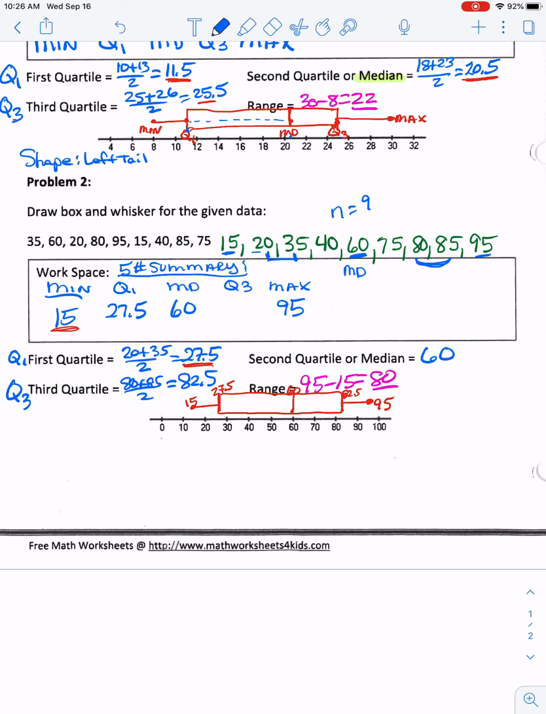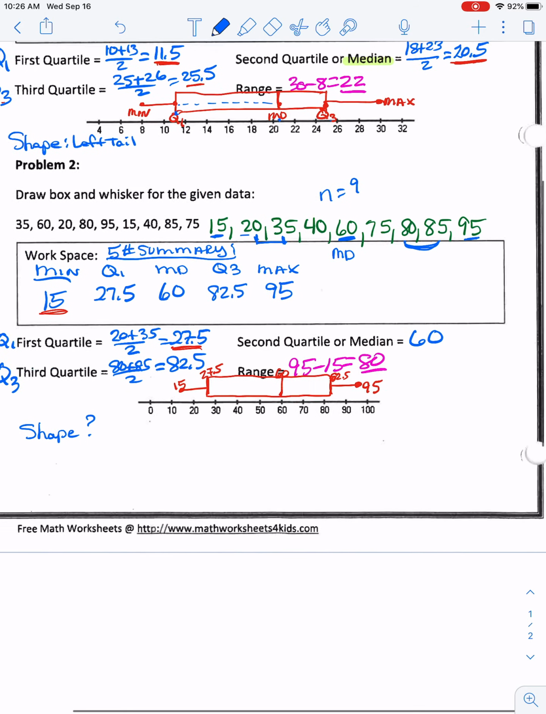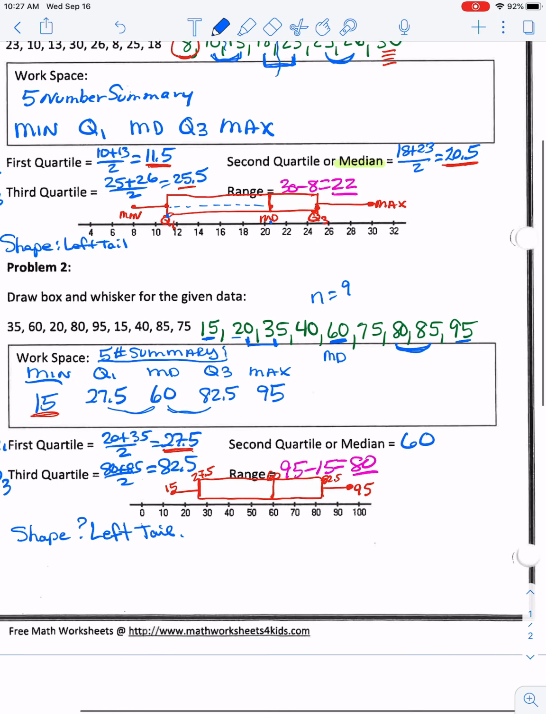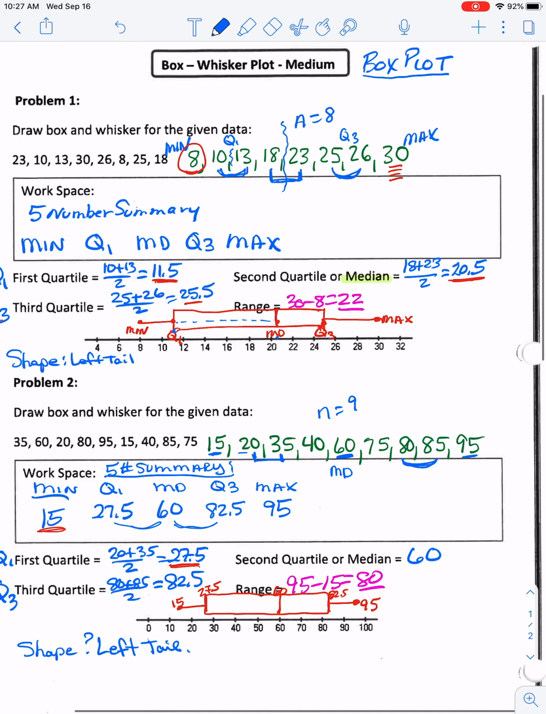The other thing, you know what I'm going to ask? What about a shape on this one? Again, you go by the space in the box, or you can actually calculate it. How far is it from Q1 to the median and the median to Q3 to see what looks bigger? In this case, again, I have that it is a left tail, and you can check my math to verify that. So this lesson again is about how to draw a box plot.